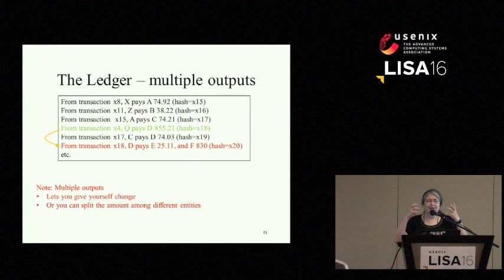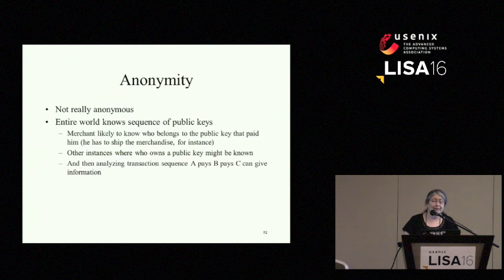And you can have multiple outputs. In a transaction, you're required to spend the entire amount. And if you don't want to pay somebody the entire amount that you got, you can have multiple outputs. So from transaction X18, D pays E 25.11 bitcoins and F 8.30 bitcoins. And that is a way of paying yourself change if you don't want to spend the entire thing in one place.